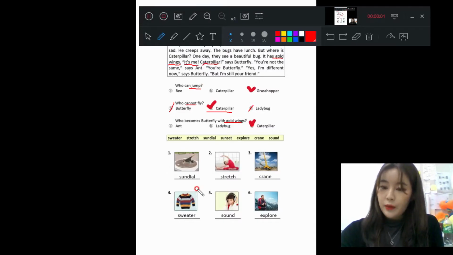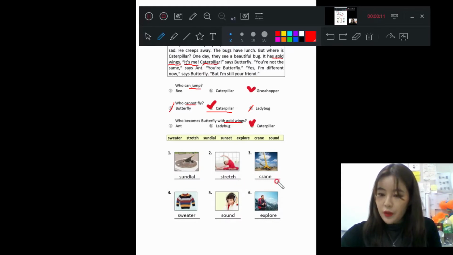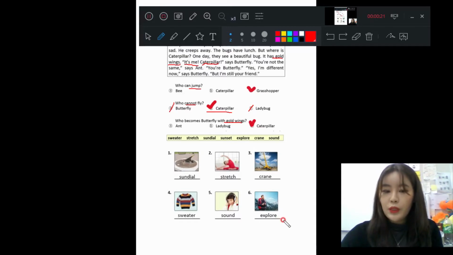Now, we came back to the vocabulary part. So the first vocab was sundial. Good. The second one, stretch. Third one, crane. Fourth one, sweater. Fifth one, sound. Sixth one, explore. Alright, now let's see which ones are noun and which ones are verbs. 뭐가 verb고 뭐가 noun인지 we are going to check them here, okay?